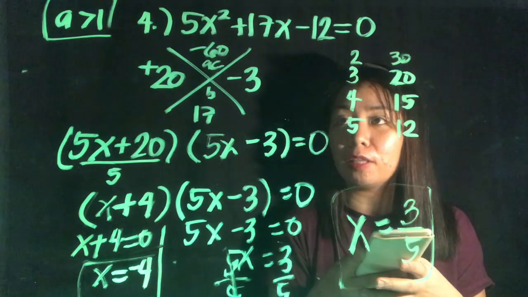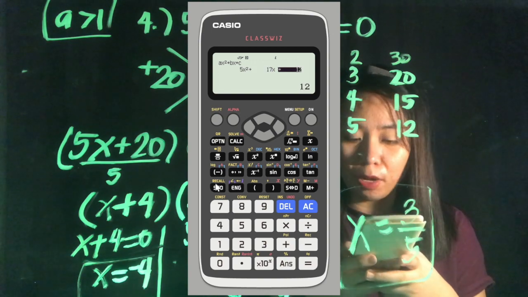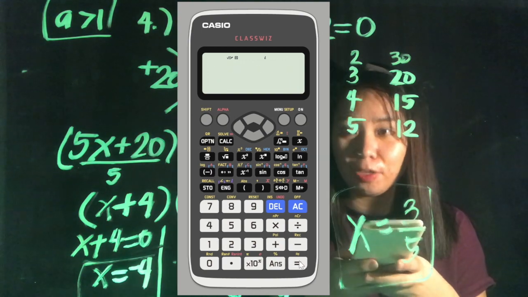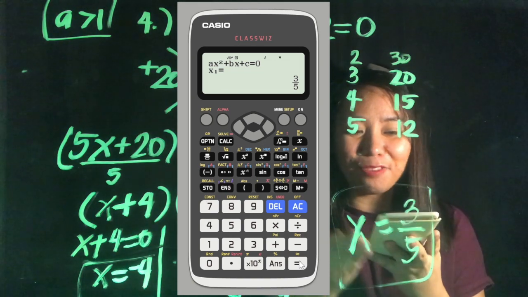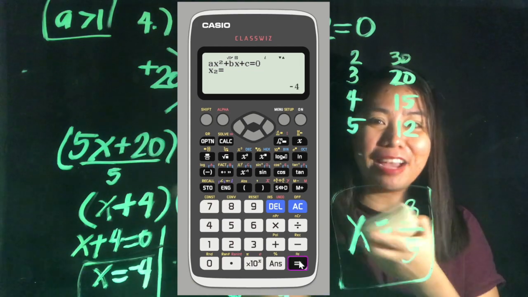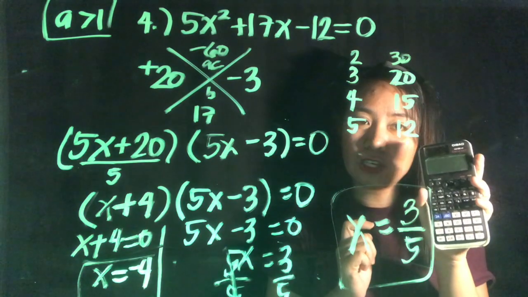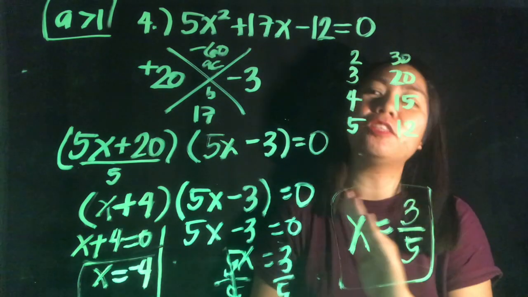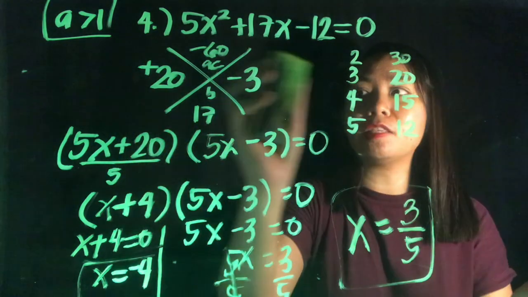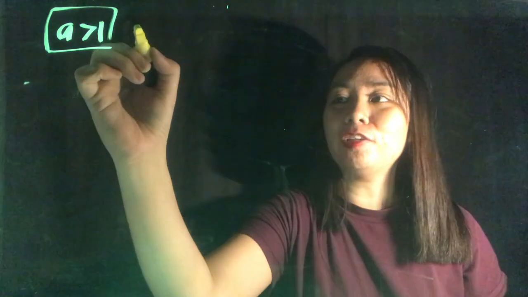Then, let's start with typing in our A, 5 equals, ang B natin, 17 equals, and our C, negative 12 equals. So, makikita po natin ang first value ng ating x, andyan, at ang second value ng ating x, andyan din. Meaning, yung manual computation natin ay correct. So, equals lang po ulit to proceed with another quadratic equation. So, i-master po natin ang technique na to. So, let's have another problem where A is still greater than 1.